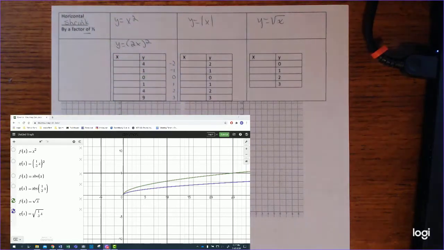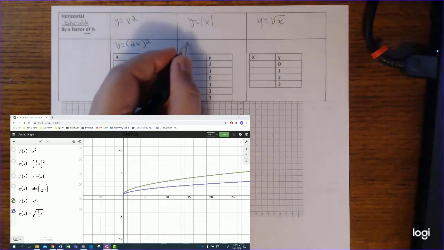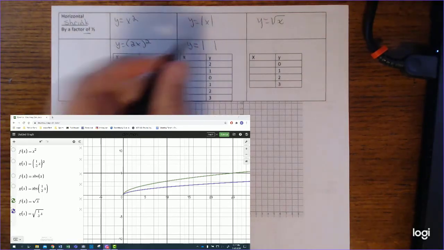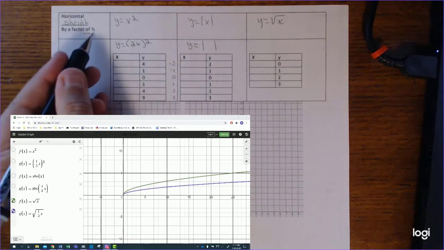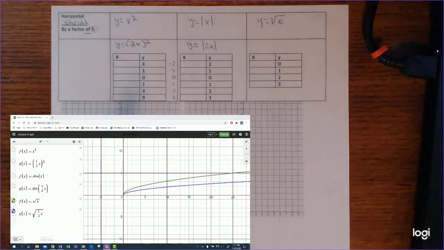Okay, so let's take a look at it. If I want a horizontal shrink by a factor of 1/2, horizontal, I've got to remember it goes in there with the x. It doesn't play nice, so it's the opposite of what I see. All right, let's see what happens.